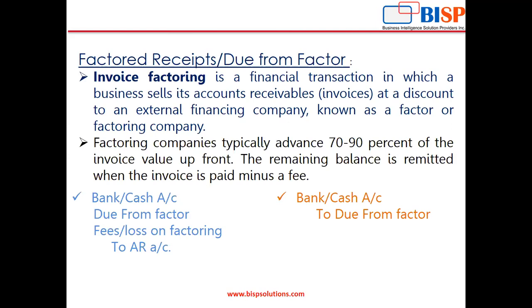So this due from factor amount needs to be reconciled and allocated back to the bank or cash or whatever. So you need to settle this account at the end of your month or at the end of your quarter, semi-annually, or whichever frequency fits into your company.